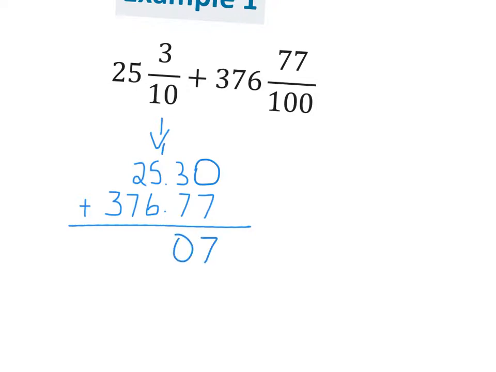So 3 plus 7 is 10. I need to drop my decimal in the same spot. And 6 plus 6 is going to give me 12. And then that's going to be a 10, and that's going to be a 4. So my final answer is 402 and 7 hundredths.